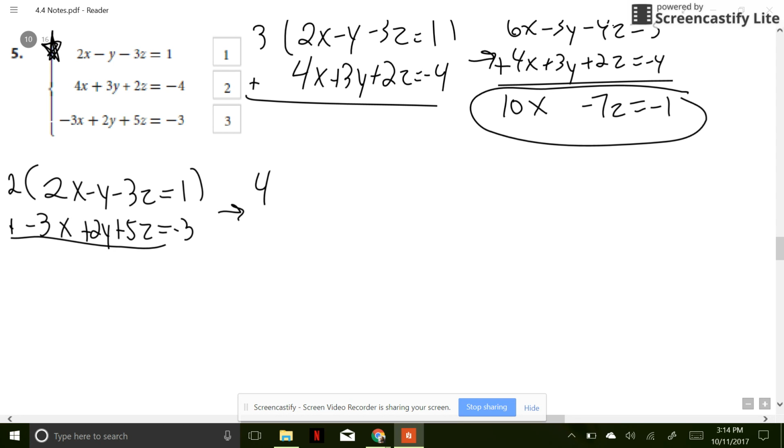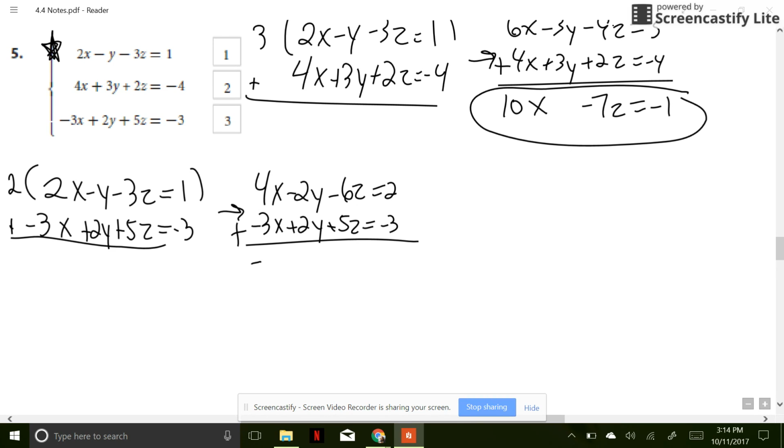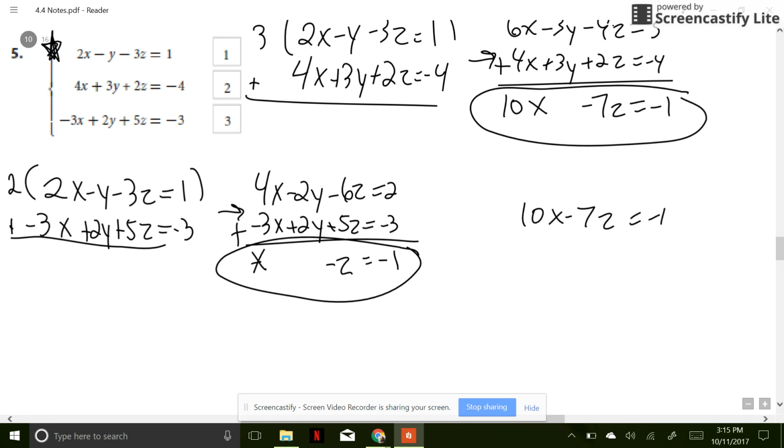So distributing the 2, 4x minus 2y minus 6z equals 2, negative 3x plus 2y plus 5z equals negative 3. Adding these two equations, 4 minus 3 would just get us x. Negative 2y plus 2y goes away. Negative 6z plus 5z is negative z. And that should be equal to negative 1. So now we have our second equation. Sorry, that should be a 7. 7z equals negative 1. At this point, it doesn't matter which variable I eliminate.